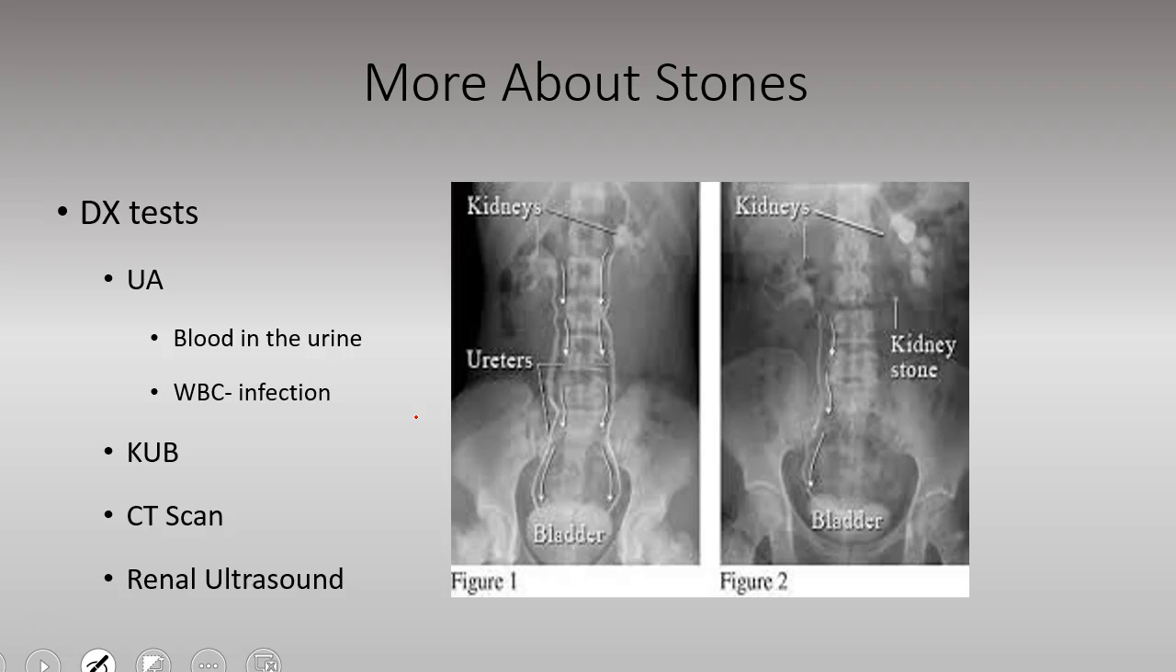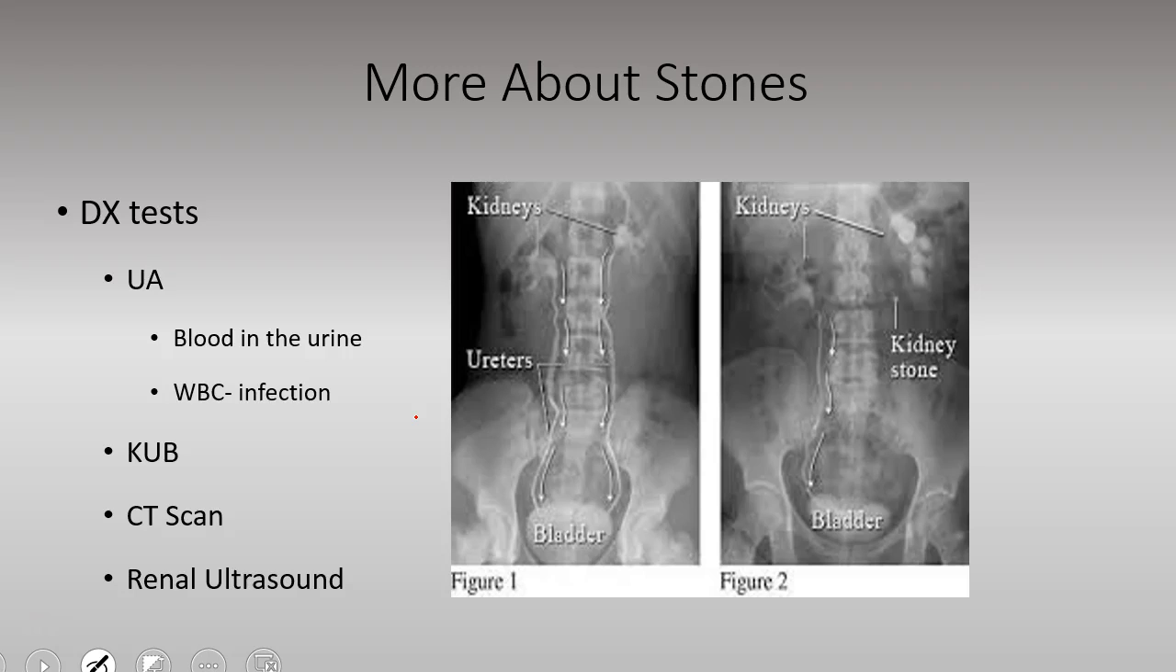So for diagnostic testing, you can do a UA, which will find blood in your urine, or a white blood cell in your urine, which will be a sign of infection. For me, usually the diagnosis is that there's blood in my urine, but usually not a white blood cell count, because there's no infection.